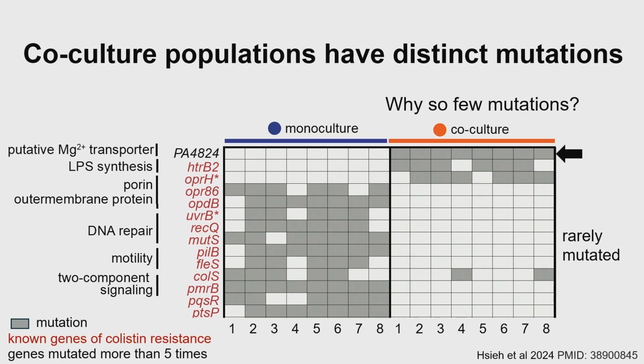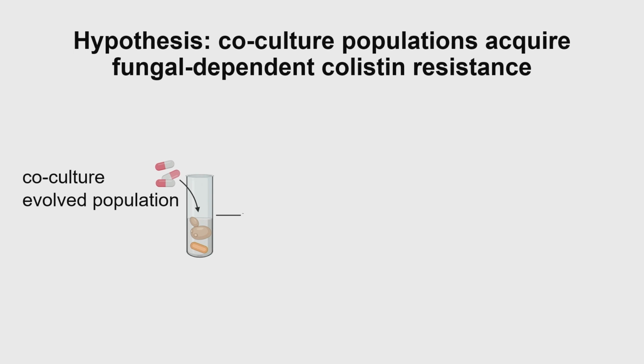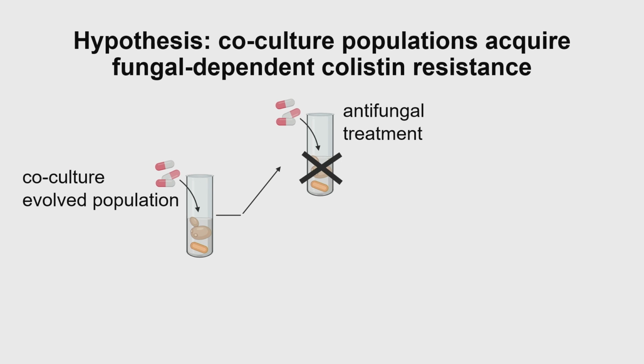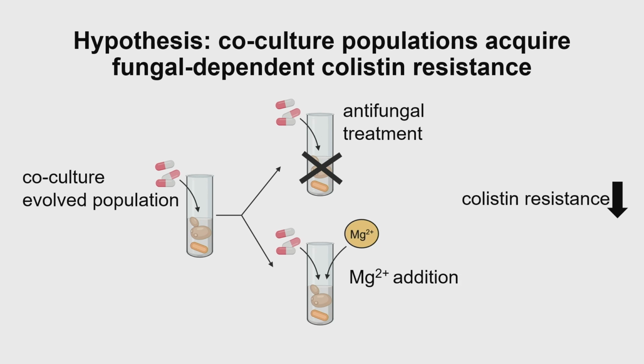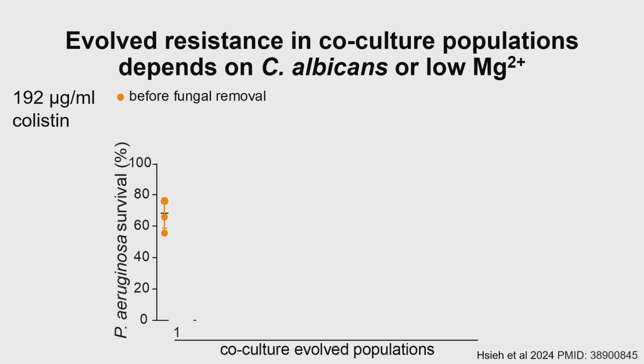And we reason that maybe after evolution, this evolved resistance in co-culture could still highly depend on the presence of Candida albicans. So to test this hypothesis, we went back to our co-culture evolved populations and looked at what happens if we remove the fungus first, and then test colistin resistance. If my hypothesis is right, I expect that colistin resistance will be reduced. We can use the same setup to ask whether this resistance depends on the magnesium level by adding magnesium in my co-culture condition. And this is what we found. So for the first population, population number 1, this is the result I show you.